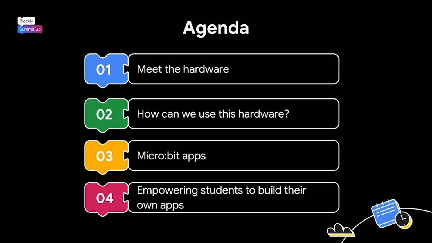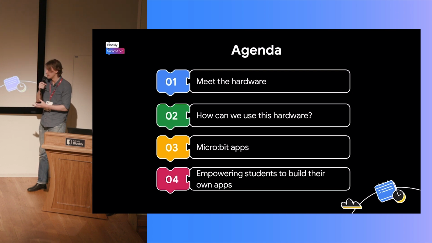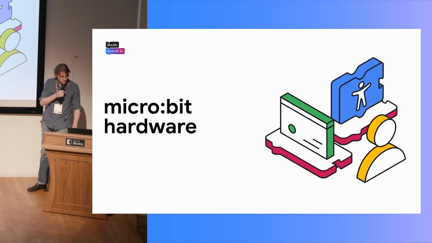So this is what I was going to talk about. I was going to talk a bit about the hardware today, and then how we can use it, types of applications you can make yourself, more complicated applications, simpler ones that you can get started with. One of those is an example of a microbit app, which is an educational application we're going to talk about, and then how you can make your own ones.